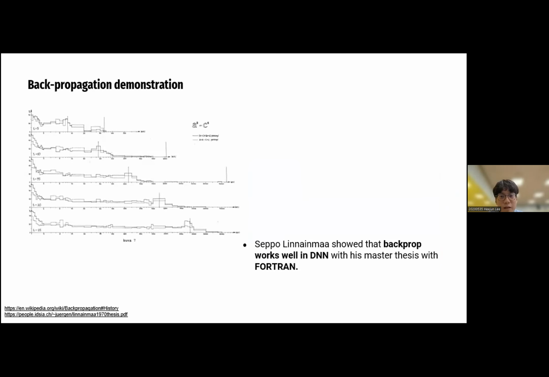Seppo Linnainmaa showed that backpropagation works well in deep neural networks with his master's thesis in Fortran. He wrote his Fortran program in his 66-page master's thesis with a typewriter, which was a very tough job in that era. I'm not sure what this figure means, but some figures show how the gradient is propagated and accumulated, and it looks like it works fine. It is very incredible.